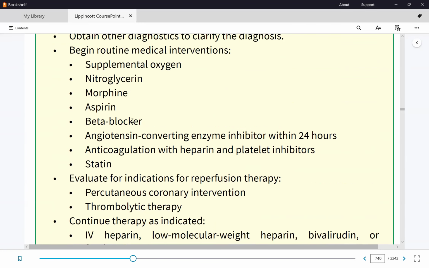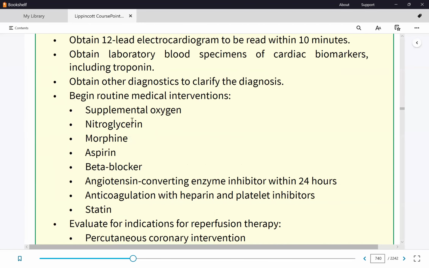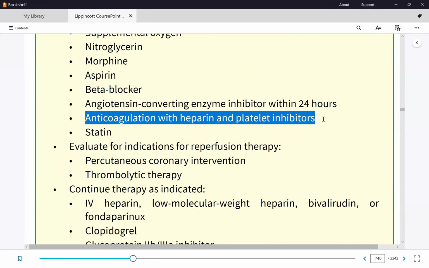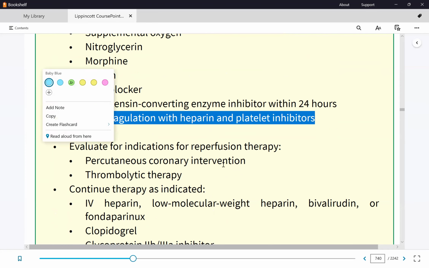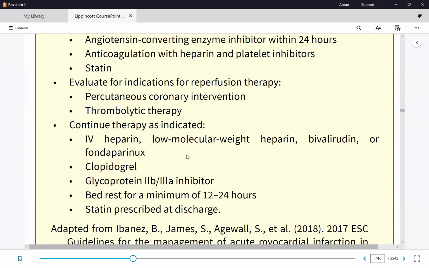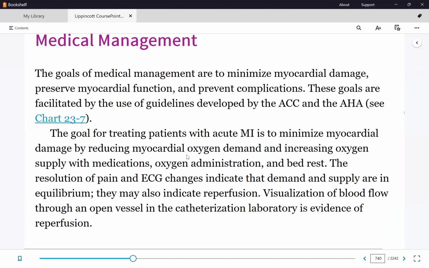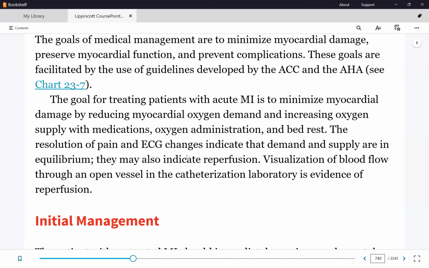And look at this. What's your major concern? Look at the amount of drugs we're giving. We're giving anticoagulants plus antiplatelets. Bleeding is your number one concern here. This is a lot of antiplatelets and anticoagulants. Our goal, of course, is to restore perfusion.